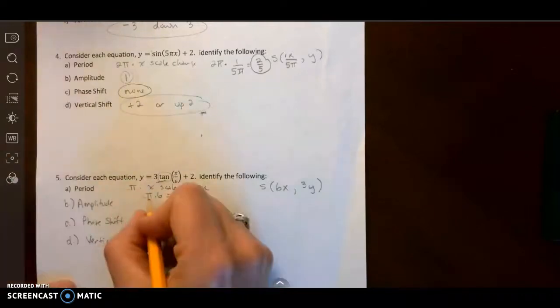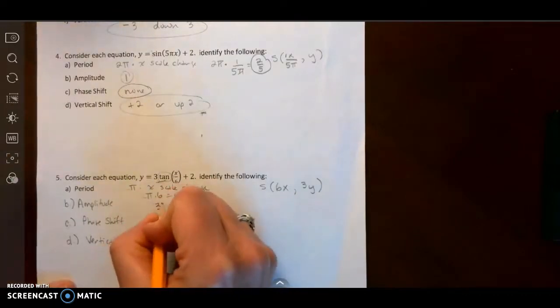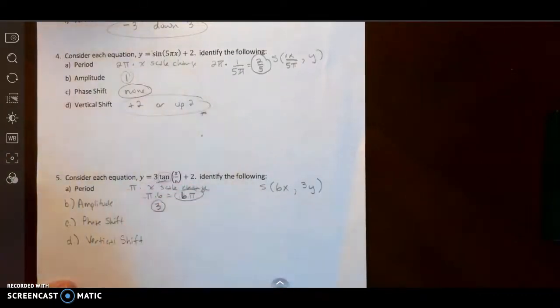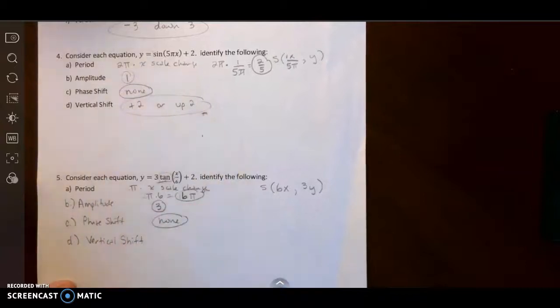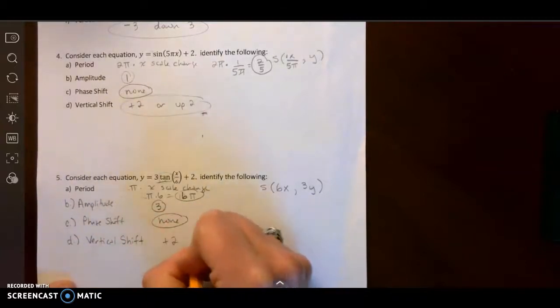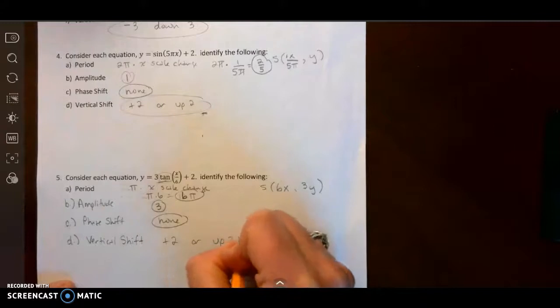The amplitude is 3, because that's the absolute value of the y scale change. The phase shift, there's nothing being added or subtracted, so there's none. And the vertical shift is plus 2 or up 2.